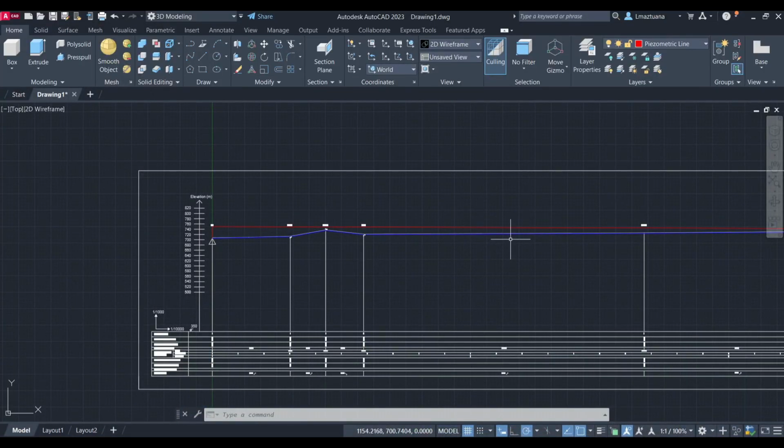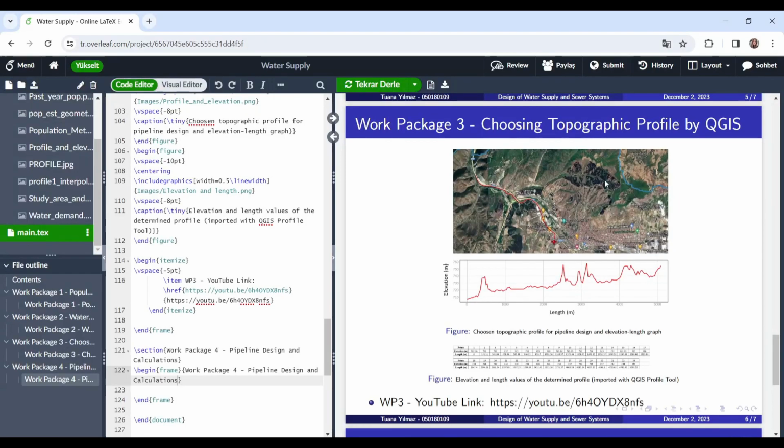Hello again. We are continuing with the work package 4. We will design our pipeline according to the chosen profile in the work package 3. As we can show in here, we choose the profile in the work package 3 and we get the elevation and the length data from the QGIS profiling tool.